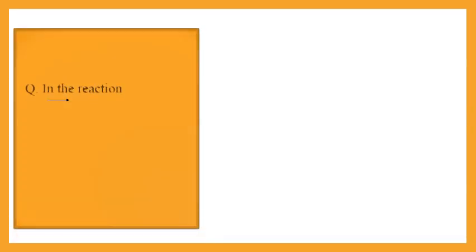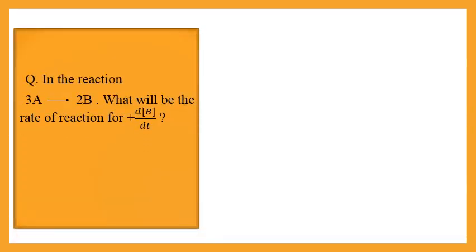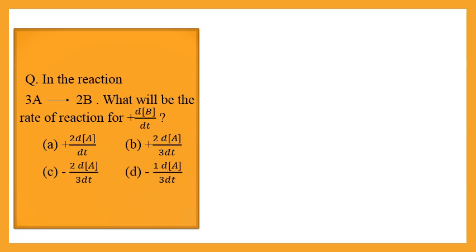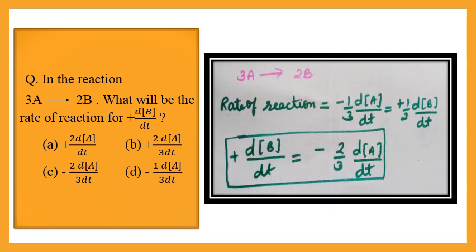Next question, in a reaction 3A gives 2B, what will be the rate of reaction, positive d by dt of concentration of B? It means B is a product here, so we have to calculate the rate of formation of B, and different options are given. Now let's check the answer here.